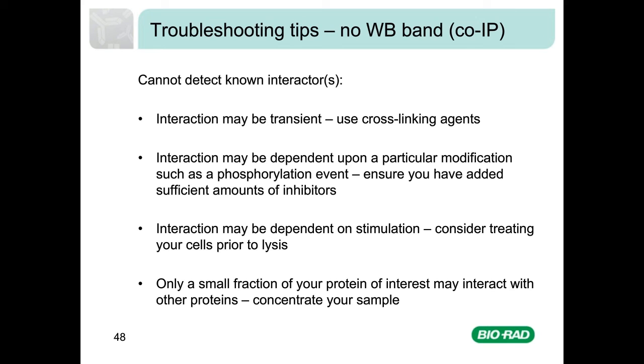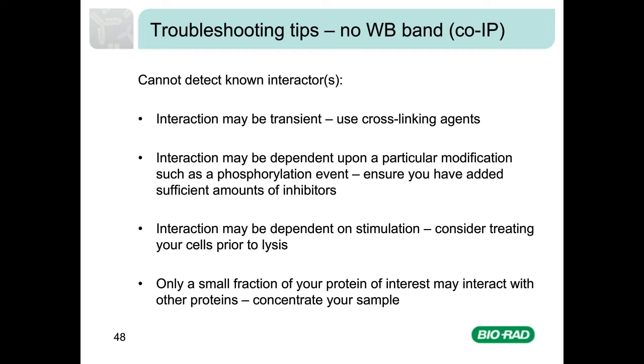Certain interactions may also require sample enrichment to increase detection. For example, only a small fraction of your protein of interest may interact with other proteins. Therefore, a more concentrated lysate may be required for the interaction to be detectable. The interaction could potentially also be limited to a certain cellular compartment or fraction, and therefore fractionation may be required.